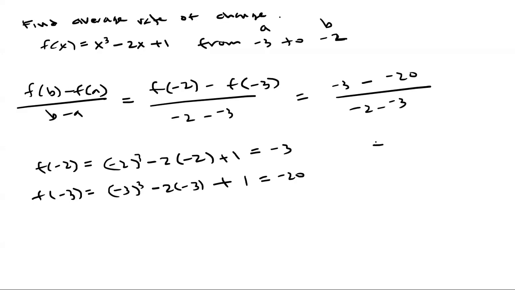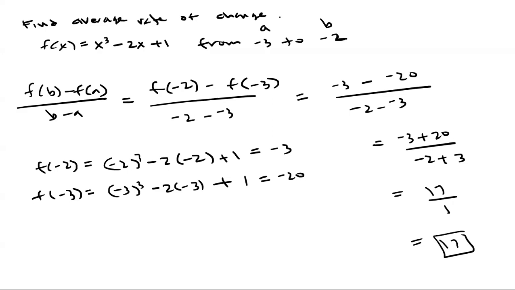Let's rewrite this. Two negatives give us a positive, so that's going to be negative 3 plus 20. Same thing here, so this could be negative 2 plus 3. The top part, we have negative 3 plus 20, which is 17, and negative 2 plus 3 in the bottom gives us 1. So 17 divided by 1 is 17.